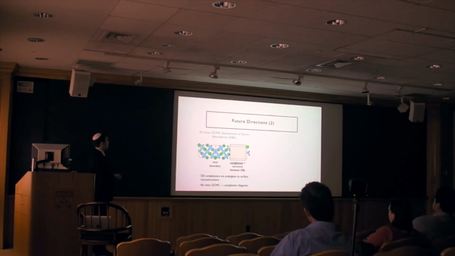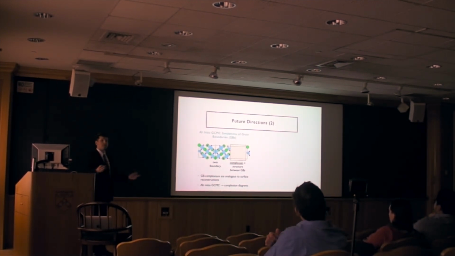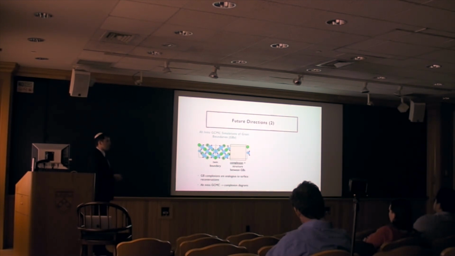And what we could do is, at another twin boundary in the material, we could create a vacuum space. This simulates essentially the space between two grains of a material. And then this basically is analogous to a surface reconstruction problem. And then we can go ahead and use the same type of technique to develop a complexion diagram, where complexion corresponds to the structure that exists in this space.